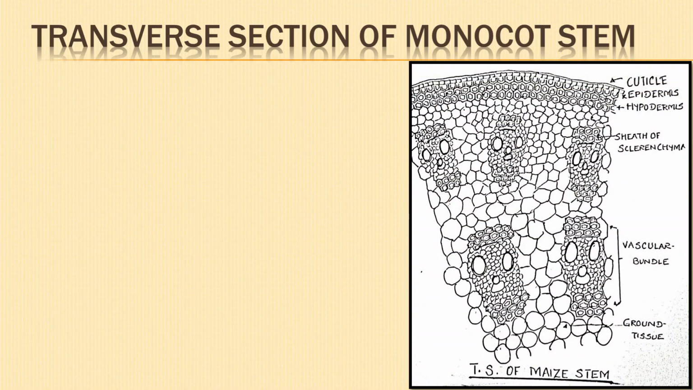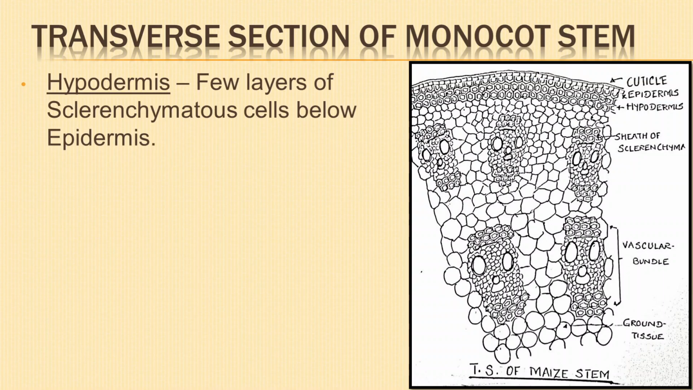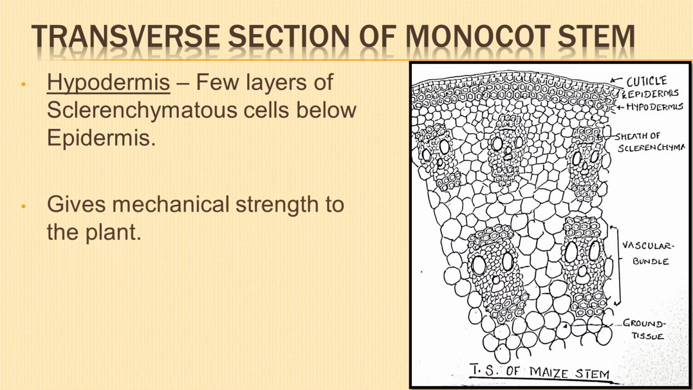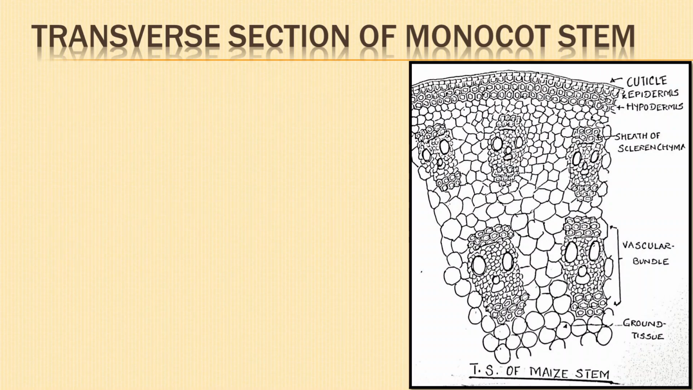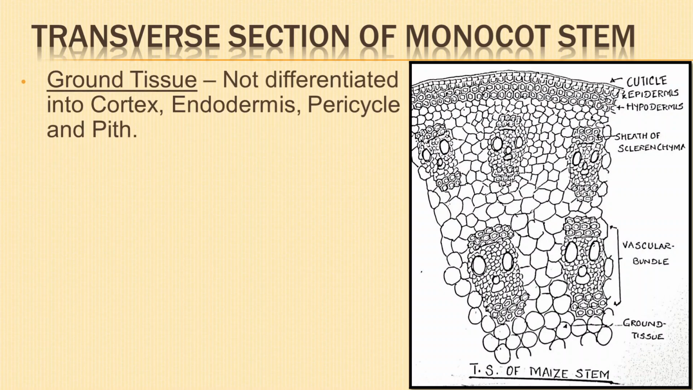Hypodermis. A few layers of sclerenchymatous cells lying below the epidermis constitute the hypodermis. It gives mechanical strength to the plant. Ground tissue. It is not differentiated into cortex, endodermis, pericycle, and pith.